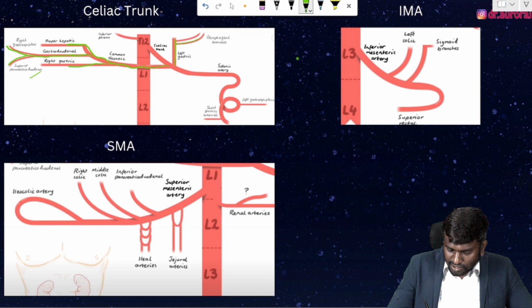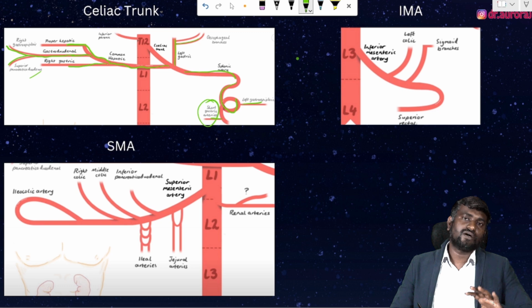And then talking about the splenic artery. The splenic artery further divides into the left gastroepiploic and then the short gastric arteries. Yes, this is going to be for the celiac trunk.